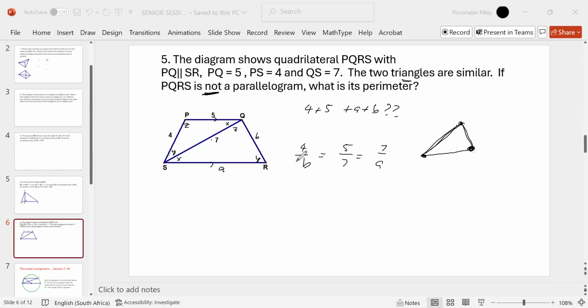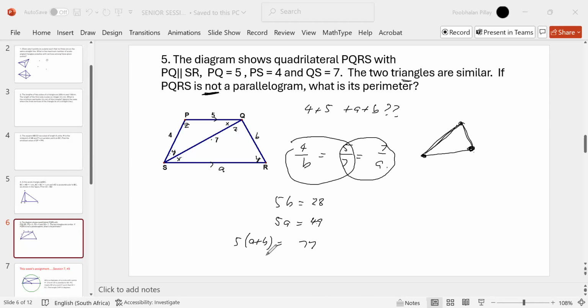And that allows you to calculate a and b, because it's a nice little equation with only one unknown. So you get 5b is equal to 28, when you cross multiply. And here, you get 5a is 49. We need to calculate a plus b. Well, I can add these two, and I get 5 into a plus b is 28 plus 49, which is 77. So a plus b is 77 over 5.